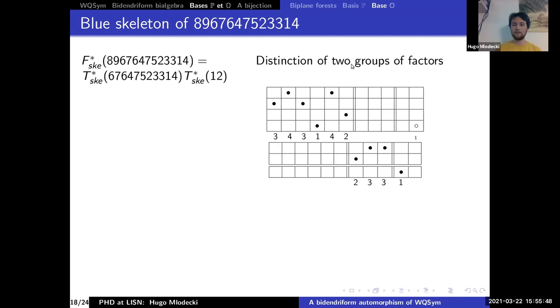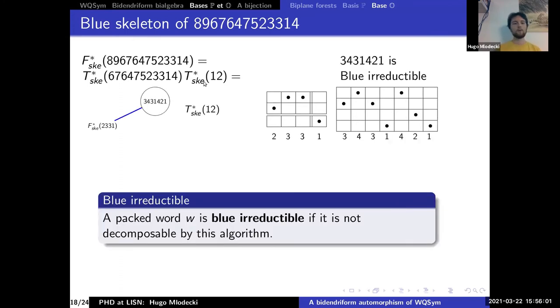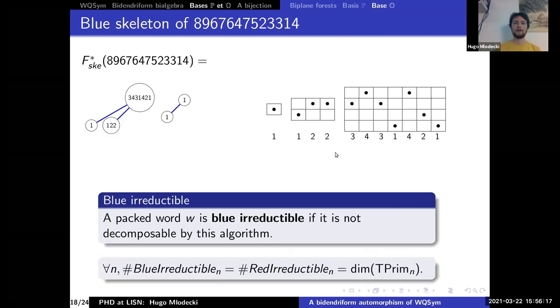This part here will be a blue irreducible word. So we put back the one that we have here, and what is under the separation will be on the left. And we write it just like that. This word, which is blue irreducible, is in the node, and the left child is the forest associated to this word. And again, we can loop and get this tree.